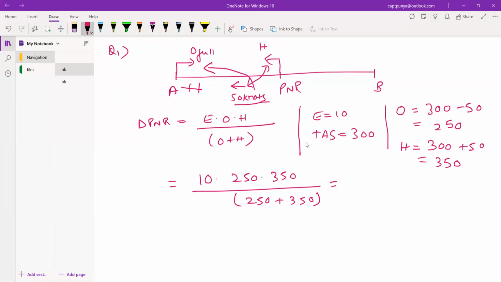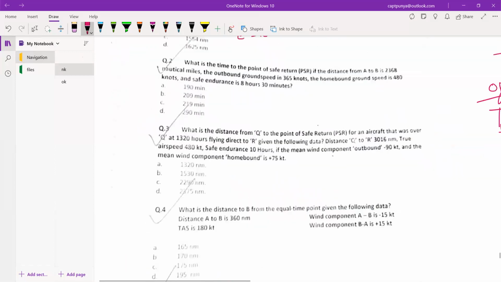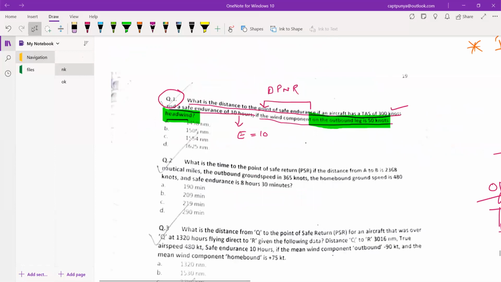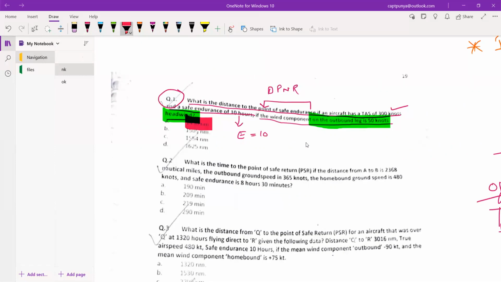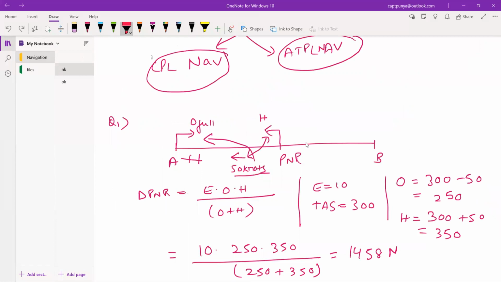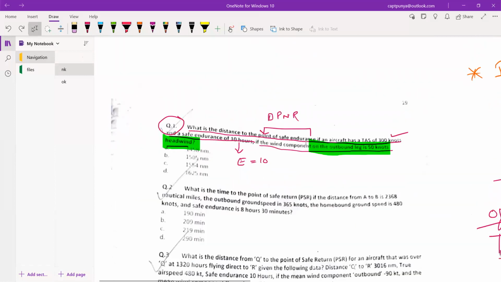Okay, so if you solve this using your calculator, this would come down to be around 1458 nautical miles. So let's go and check the options. Here you can see, guys, I'm going to mark it with a different color. So yes, 1458. This is your option A. So option number one is the correct answer.